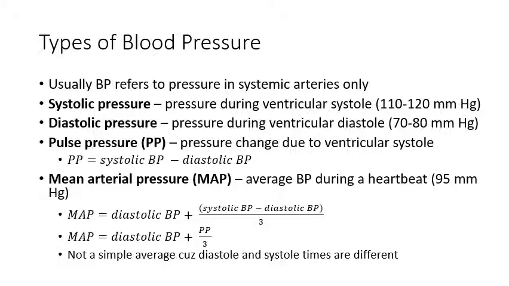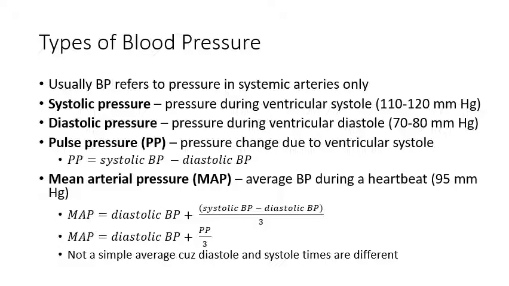So you have the systolic pressure, which is the pressure in the systemic arteries when the ventricles are in systole. Ideally, it would be between 110 to 120 millimeters of mercury. Then you have the diastolic pressure, which is the pressure during ventricular diastole when they're relaxed, which would generally be between 70 and 80 millimeters of mercury. So we'll usually use both those numbers. So you'll say like 110 over 70, that means systolic blood pressure over diastolic blood pressure.